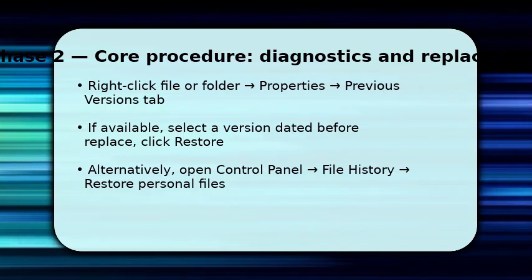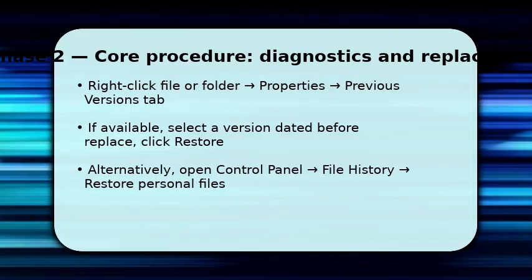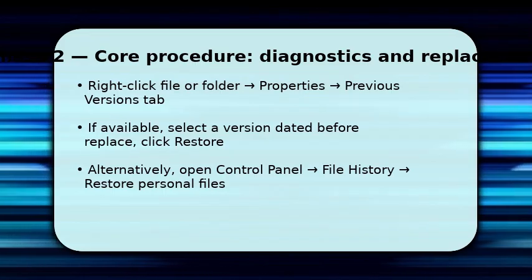If you prefer a more visual interface, open Control Panel, right arrow File History, right arrow Restore Personal Files, browse Backups, and preview before restoring. Make sure to restore to a different location first if you want to compare versions. This prevents accidental overwrites while you verify content.